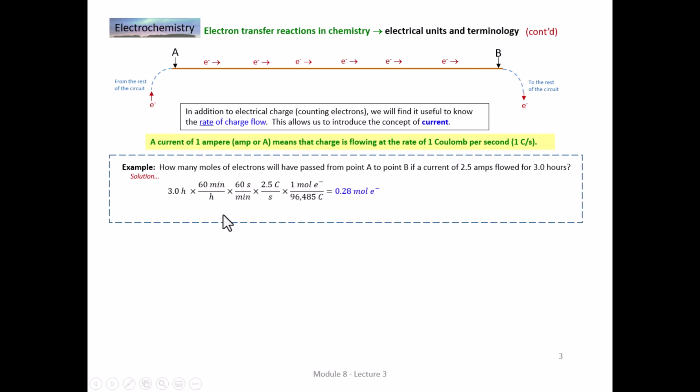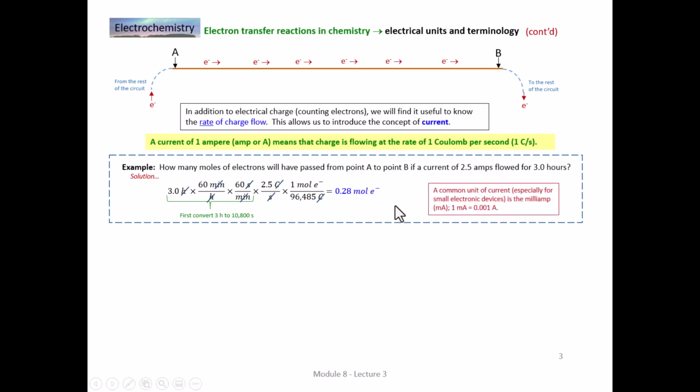We can do this calculation by taking 3 hours and converting to seconds, and then multiplying by the current, which is 2.5 coulombs per second, and then multiplying by the fact that we know that 1 mole of electrons has a charge of 96,485 coulombs, and we'd find out that 0.28 moles of electrons have flowed from point A to point B. So knowing the current, the rate of charge flow, and the time of that current flow, we can actually count the number of electrons flowing from point A to point B.